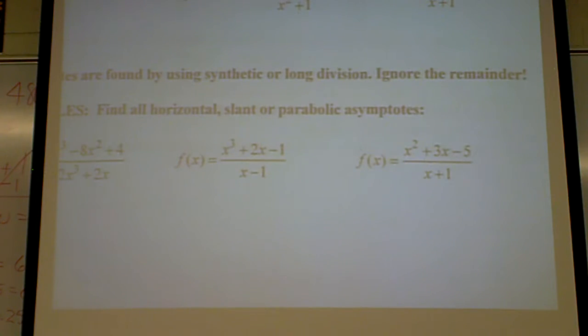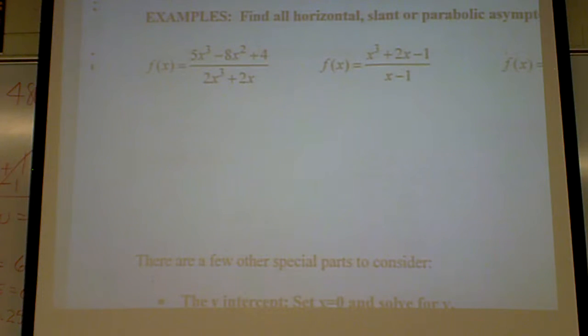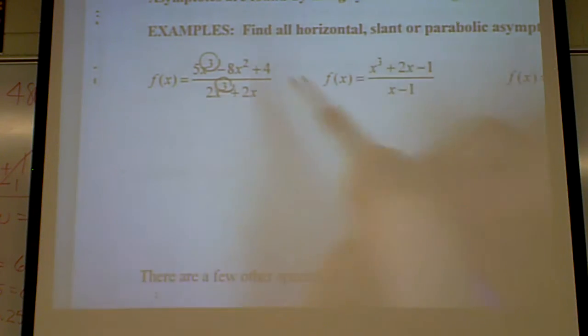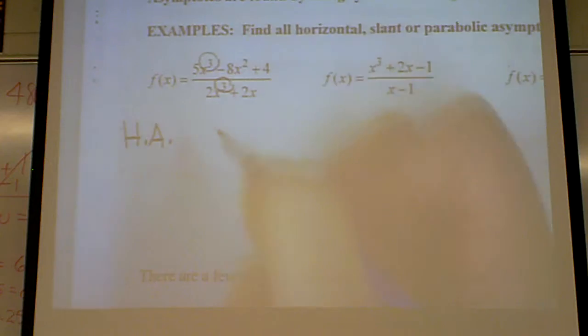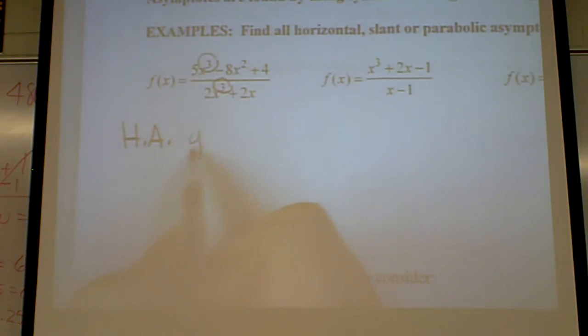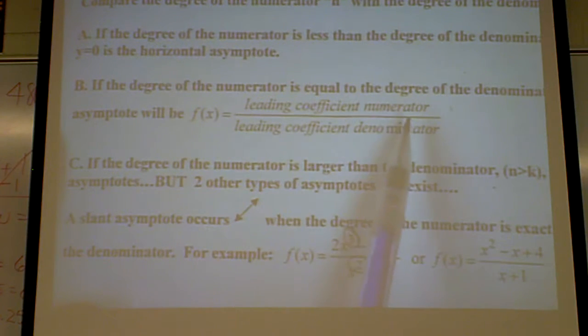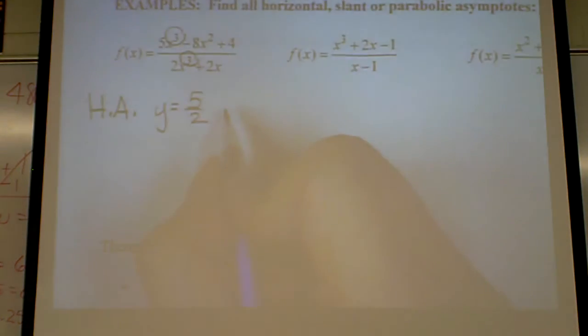So we can find the asymptotes by using synthetic or long division and just ignoring the remainder. So let's do a few examples of these. So this first one, I look at my degree: it is 3 and 3. So what does that tell me? What type of asymptote am I going to have? A horizontal. So my asymptote would be this right here. It's the leading coefficient of the numerator over the leading coefficient of the denominator. So I would have 5 over 2, or this is equal to 2.5.